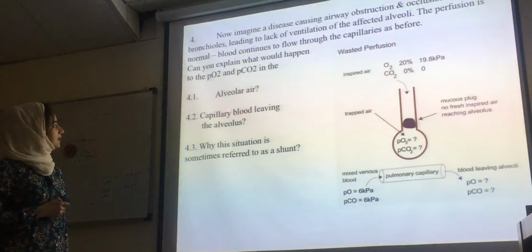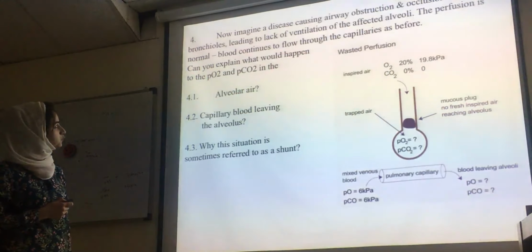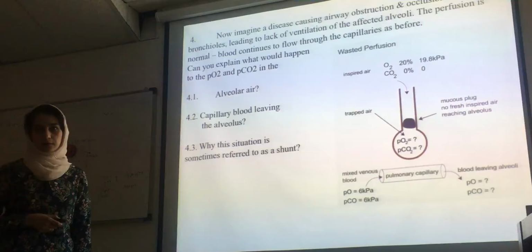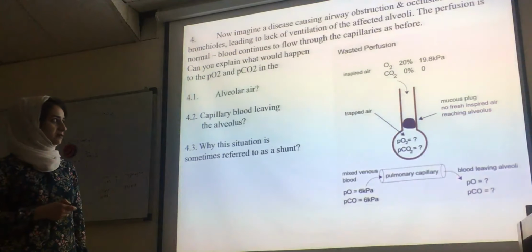What happened to the alveolar air? Let's see, can you explain what would happen to the PO2 and PCO2 in the following area? For example, PO2 and PCO2 in alveoli. What will happen to PO2 and PCO2 of alveolar air? There's no ventilation, but perfusion continues.